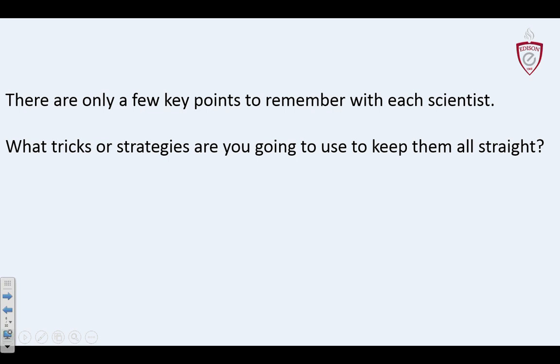So, a few key points about each scientist. You've got to come up with a way to remember them. Who did which experiment, guys? The gold foil experiment. Who was it? You've got to know the gold foil experiment. What was so important about that gold foil experiment? Yep. Got to know it. How are you going to remember it?